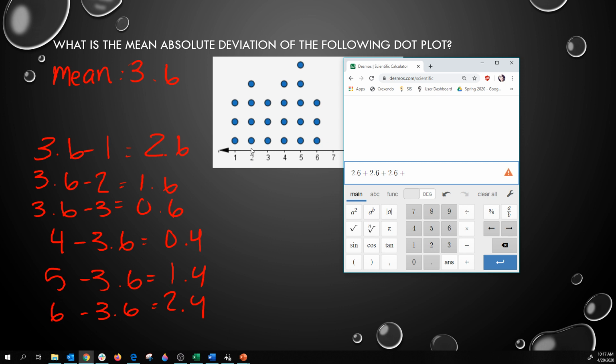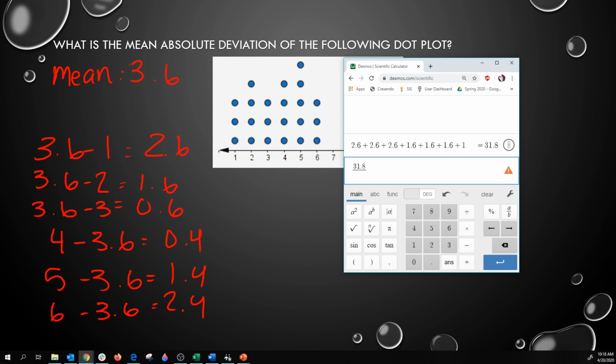Then when I move on to number 2, I have 4 dots above 2, so I'm going to add this 1.6 4 times. And then with this 0.6, I have 3 dots above 3, so I'm going to add 0.6 3 times. And then with 4, I'm adding 0.4 4 times. With 5, I'm adding 1.4 5 times. 1, 2, 3, 4, one more. And then with 6, I'm adding 2.4 3 times. Alright, so when I add all of those together, I get 31.8.